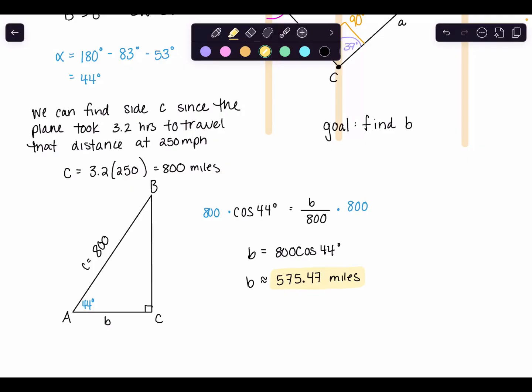So give these a shot. Word problems are definitely difficult. I understand that.